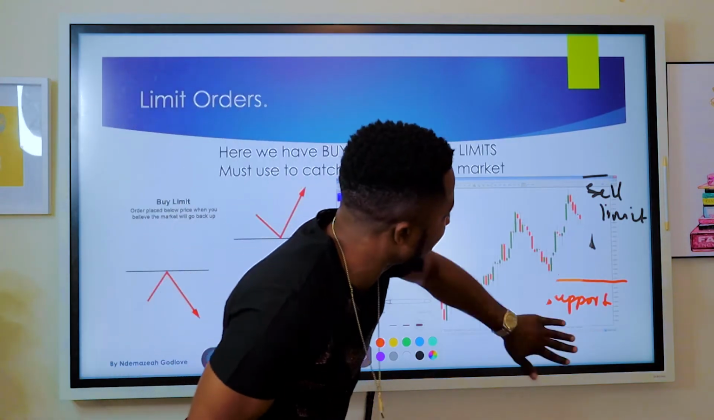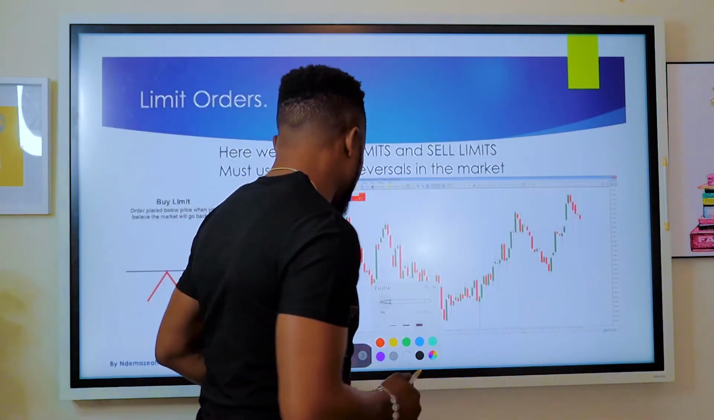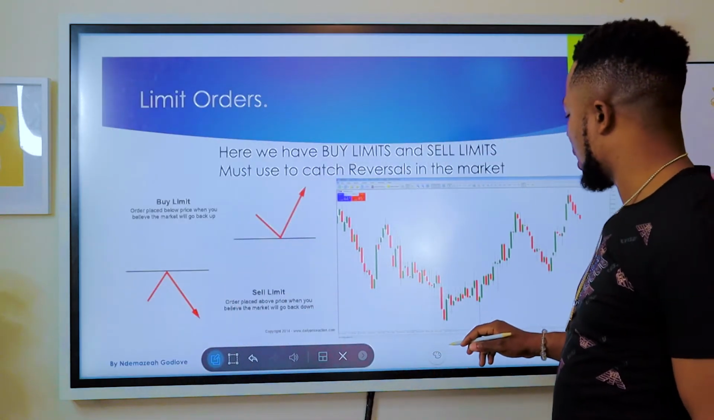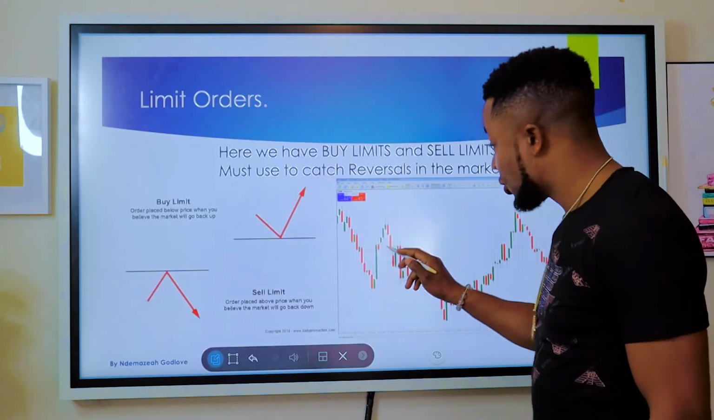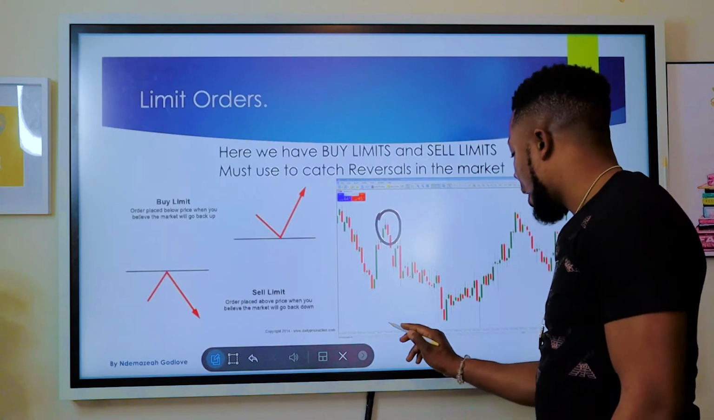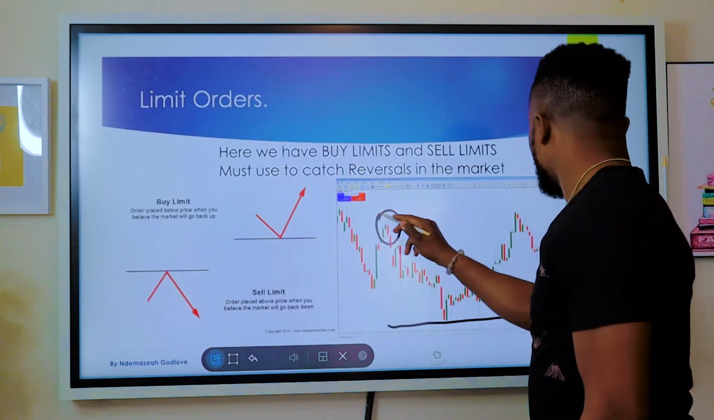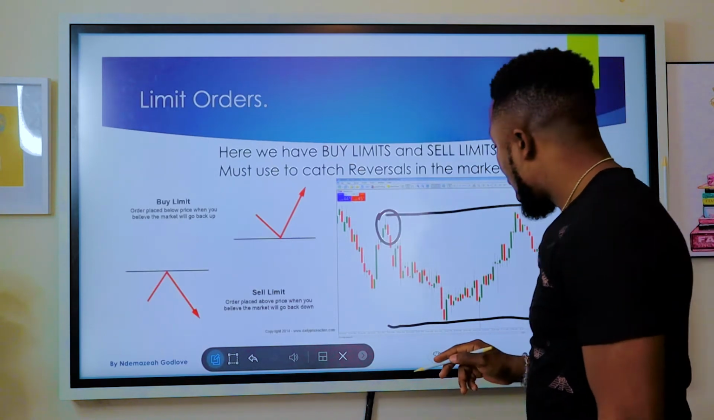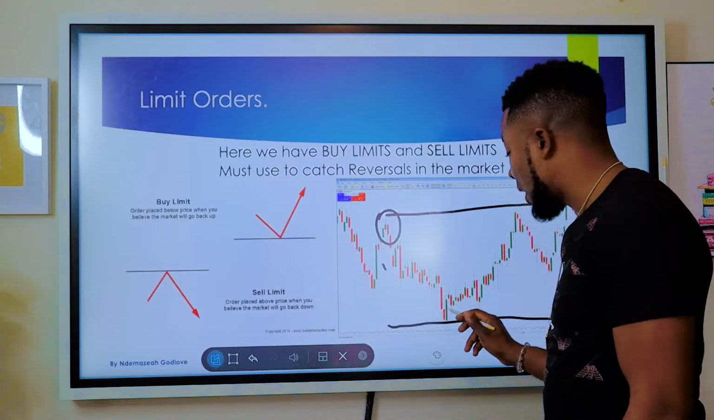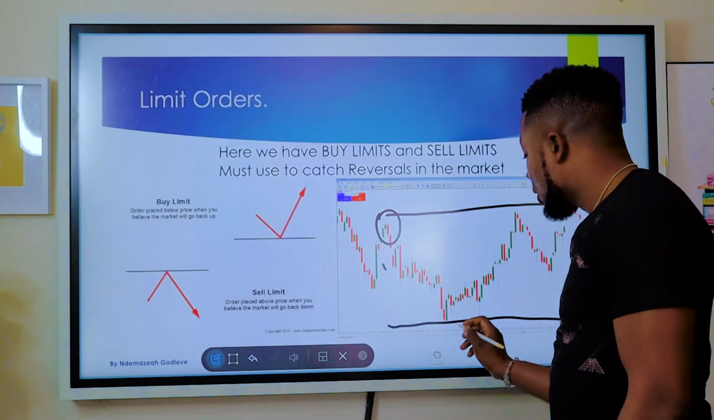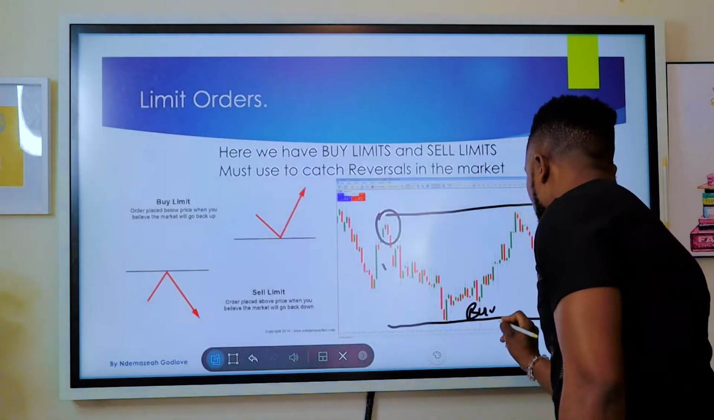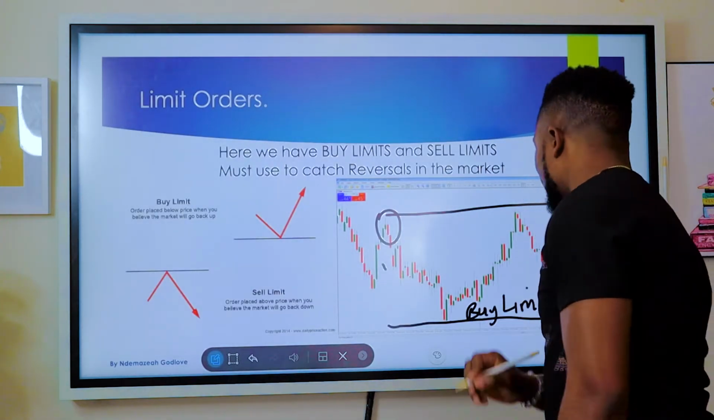So let's assume for a buy limit, let me take this for an example. Let's just assume the market was somewhere here. This was the current market price. And now we had our support here, and we also had our resistance here. Now we saw very well that since the market is going down, if it gets to this particular support, there's a possibility of reversing. So what we put at this particular level will be a buy limit.